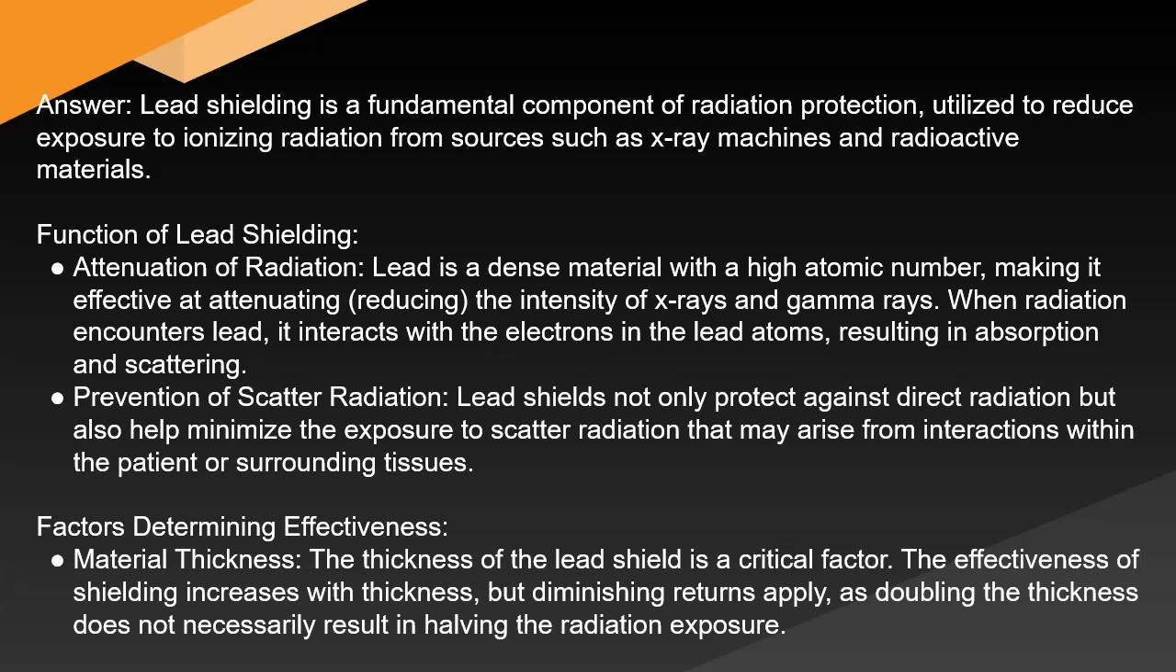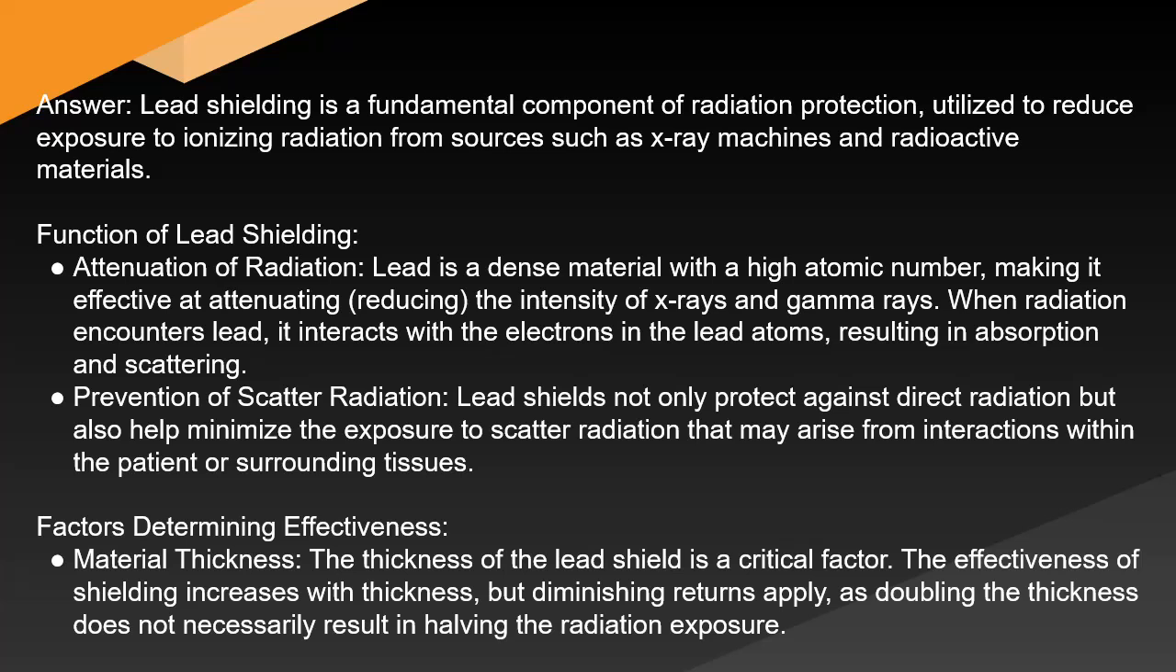Function of lead shielding: attenuation of radiation. Lead is a dense material with a high atomic number, making it effective at attenuating, reducing the intensity of, X-rays and gamma rays. When radiation encounters lead, it interacts with the electrons in the lead atoms, resulting in absorption and scattering. Prevention of scatter radiation. Lead shields not only protect against direct radiation, but also help minimize the exposure to scatter radiation that may arise from interactions within the patient or surrounding tissues.